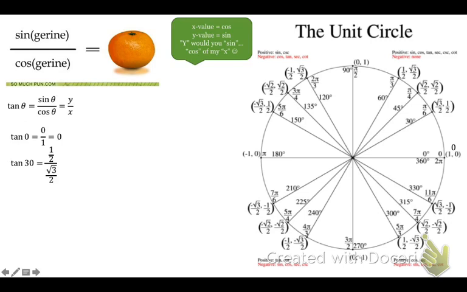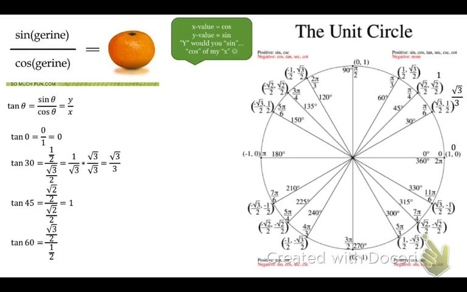If I'm trying to find pi over 6, that's the same as 30. So tangent of 30, that's going to be y over x. So 1/2 divided by square root of 3 over 2. Those 2's cancel, and I'm left with 1 over the square root of 3, which, rationalized, is square root of 3 over 3. Tangent of 45, everything cancels, so I'm just left with 1. And then tangent of 60: square root of 3 over 2 over 1/2. The 2's cancel, I'm left with the square root of 3.